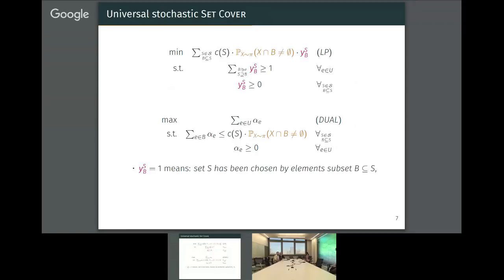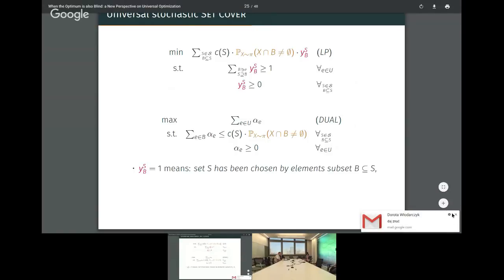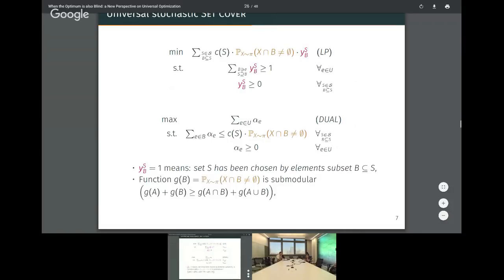So for each solution vector, we need to be able to check if it's a feasible solution. And if we can check that in polynomial time, then we could solve the dual, and with some known tricks, we can also solve the primal LP. So the main observation here is that this activation function is submodular, because it's a sum of very simple functions, one for each scenario. And when we take a sum of submodular functions with positive coefficients, this is also submodular.